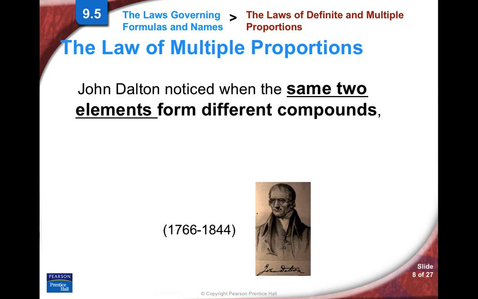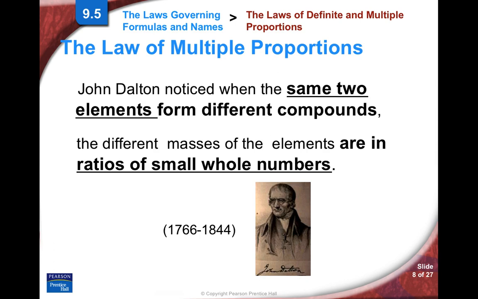John Dalton, the English school teacher in Manchester, England, stated that if you have the same 2 elements forming 2 different compounds, the masses of the elements are going to work out to be small whole number ratios of grams. So there's a consistent pattern with whatever size sample you have of the mass of one element to the mass of another.